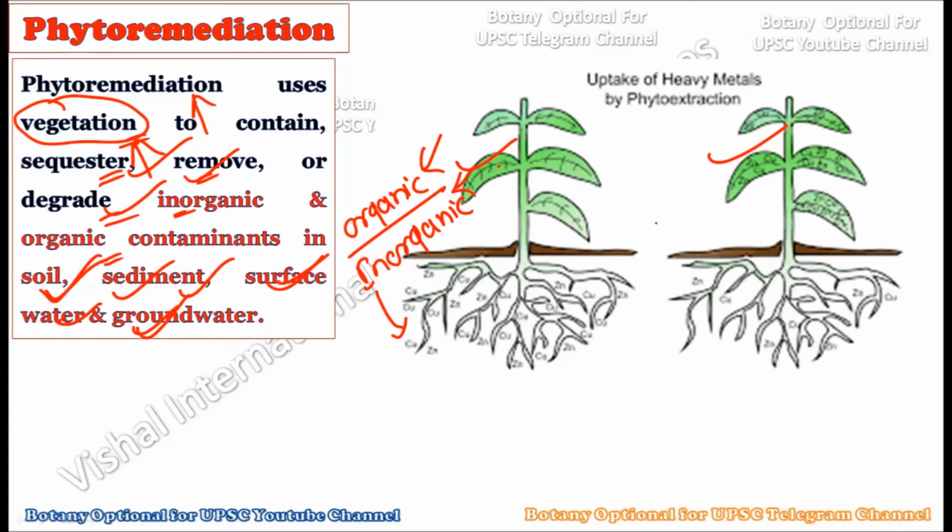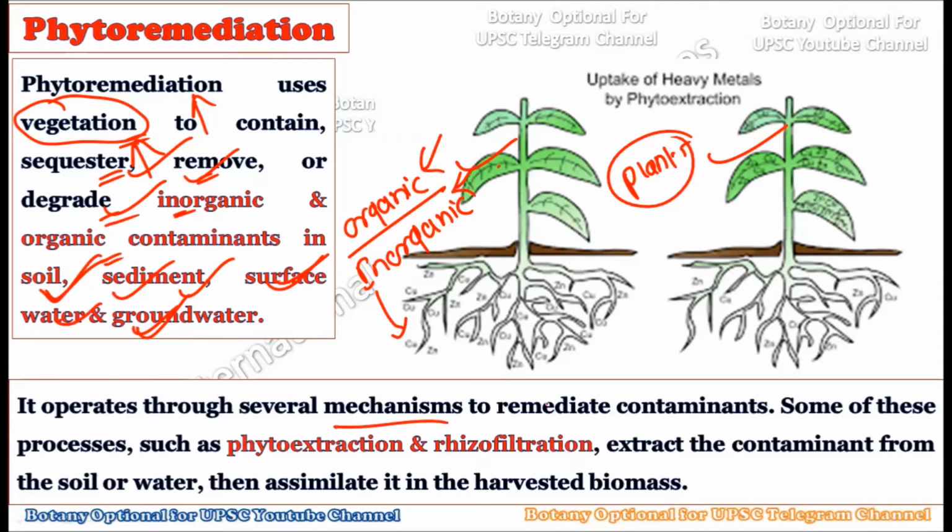So phytoremediation is nothing but the cleaning of contaminated soil, contaminated sediments, surface water, or polluted groundwater by using plants. This is the literal definition: a technique in which we use plants or vegetation to clean up soil, sediment, surface water, or groundwater polluted by organic or inorganic contaminants. Now, it operates through several mechanisms to remediate the contaminants.